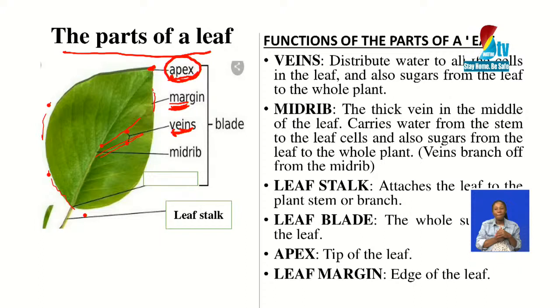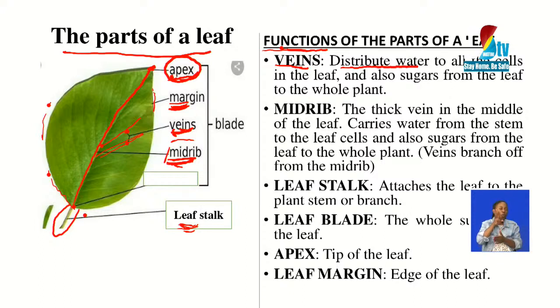This part, which is in the middle, we call the midrib. And also this part, we call the leaf stalk. This is our leaf stalk. So now, let's look at the functions of these parts of a leaf. Veins. We are saying veins distribute water.